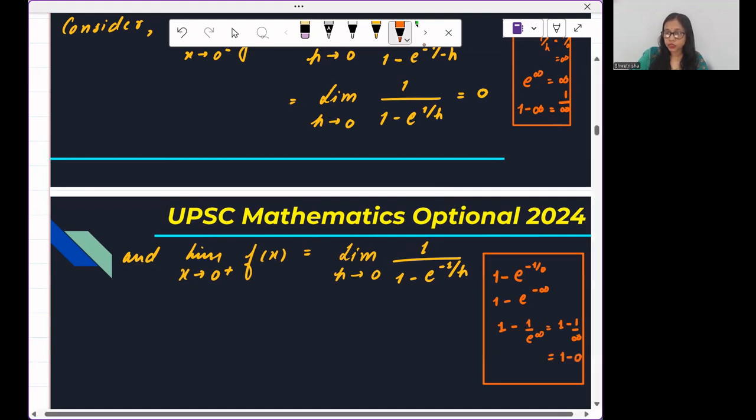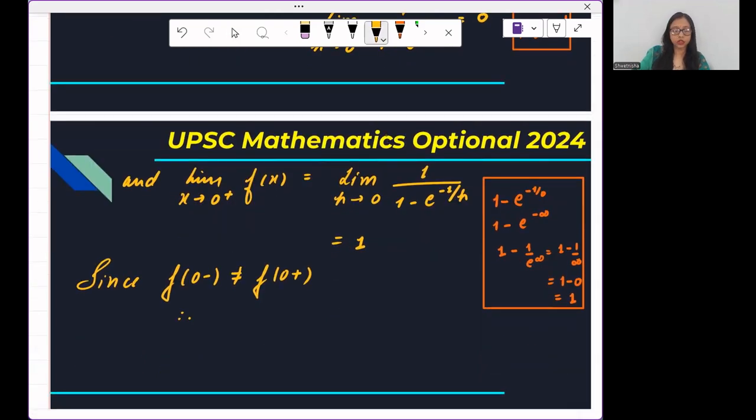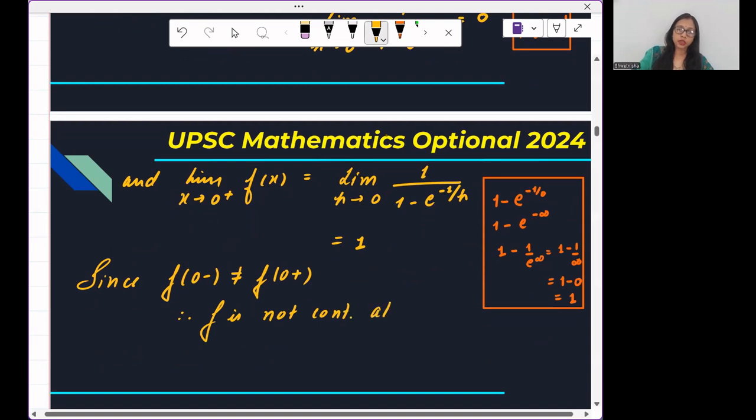Which is 1 minus 0, which is 1. All right, so the denominator approaches 1 here. So the complete limit is 1. Since the left hand limit is not equal to the right hand limit, therefore f is not continuous at x equals 0.